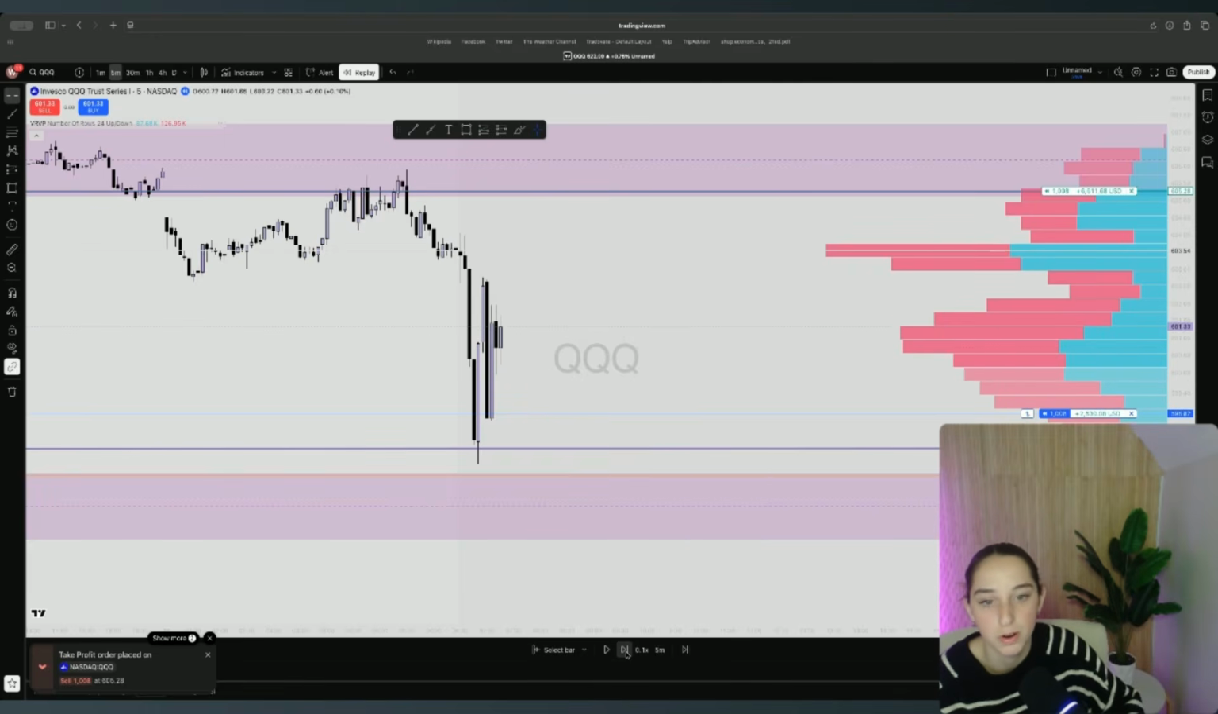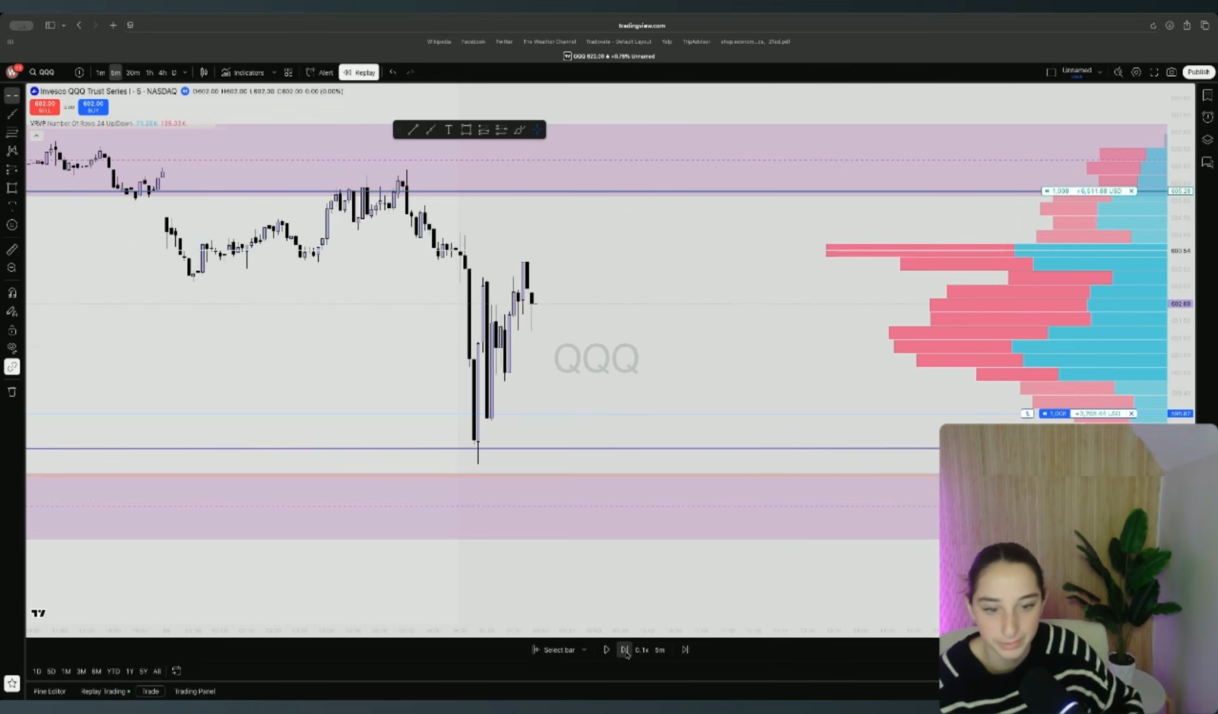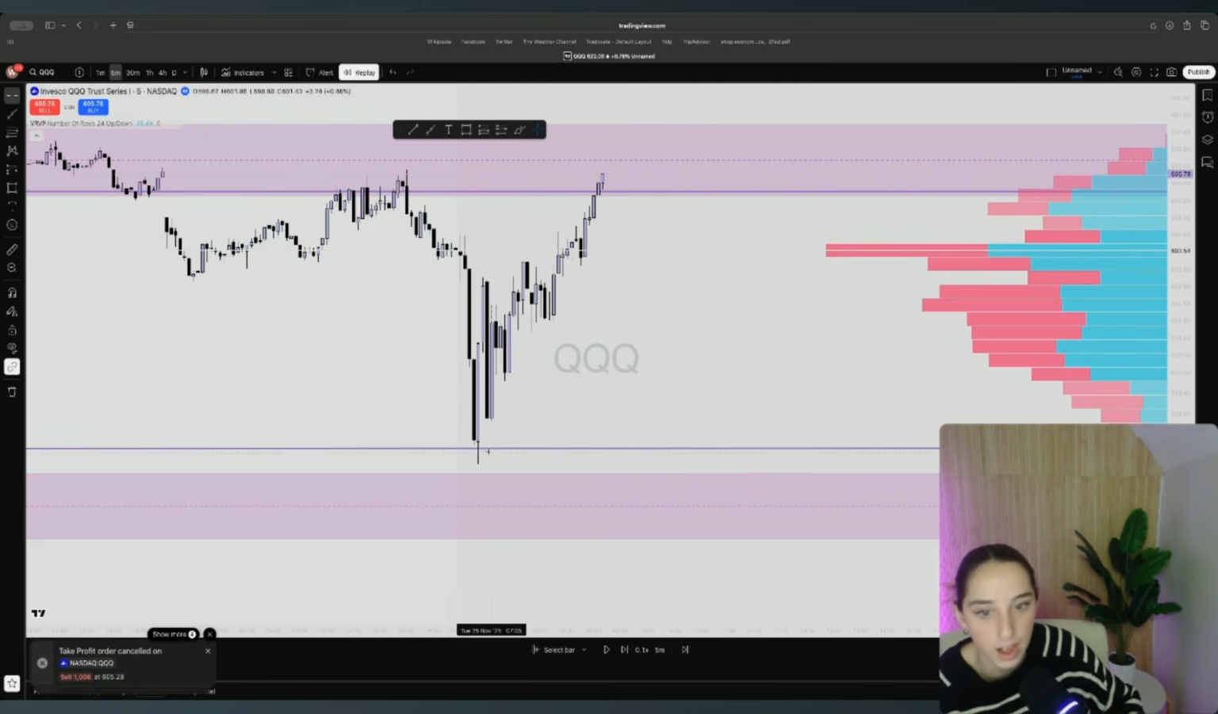But let's see where price goes from here. We got a little bit of consolidation there. It's normal. And for now, we're just waiting. Little bit of consolidation. And I'm going to wait and stay patient to see if we do take out this level. There you have it.